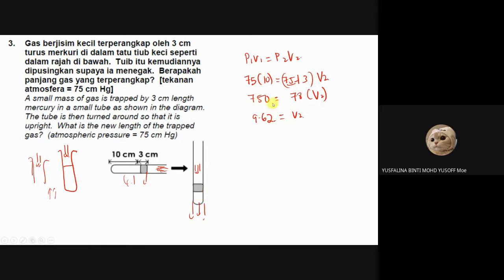So 750 is equals to 78 times V2. So V2 is 750 divided by 78. You will get 9.62. Okay, is it okay?